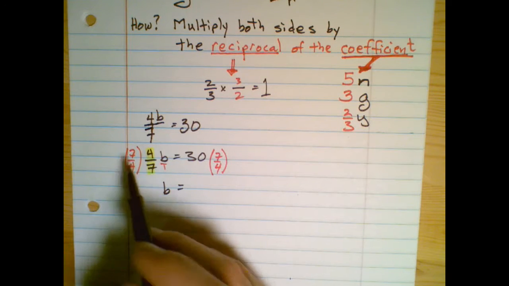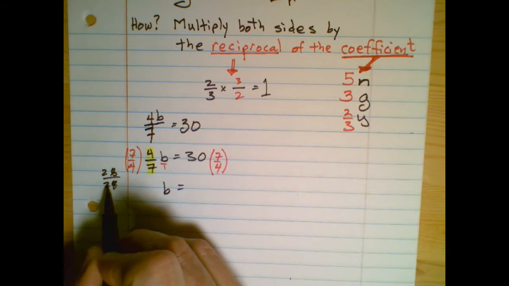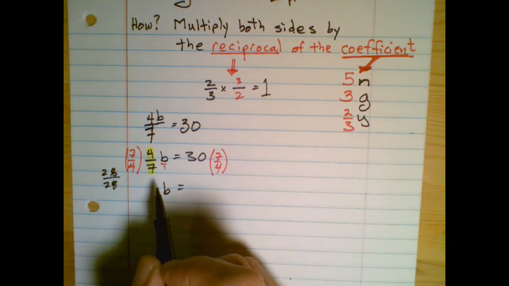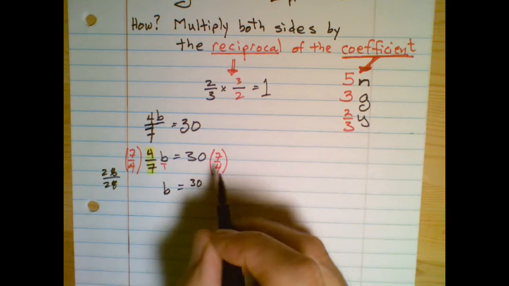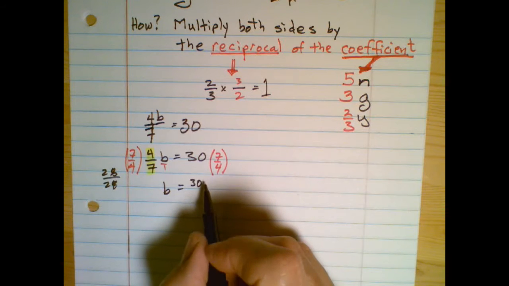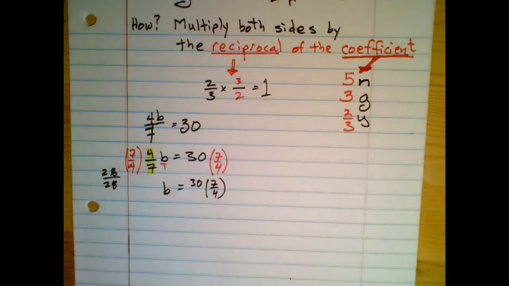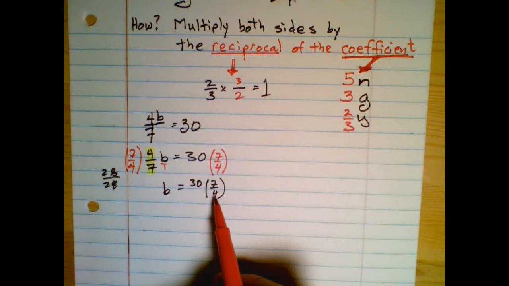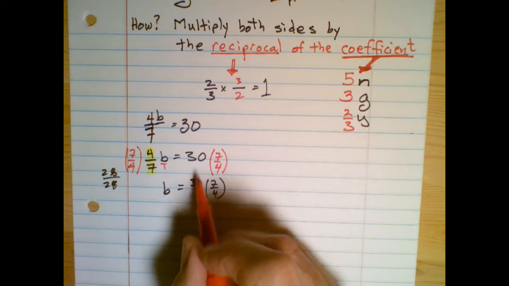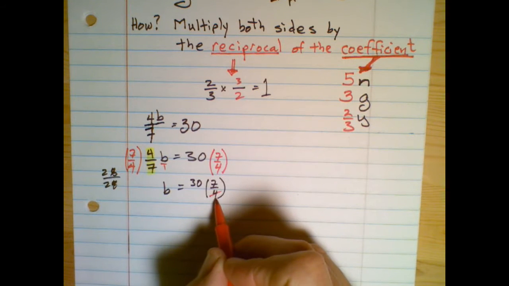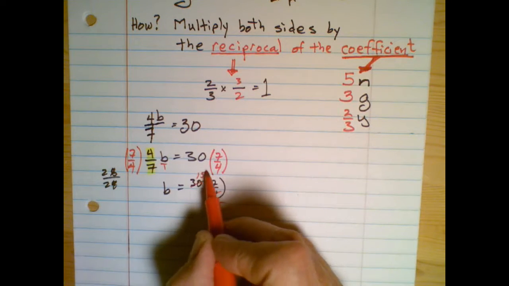So I have 28 over 28, and that's simply 1. 1 times b is b. And now I'm left with 30 times 7 over 4. Well, 30 and 4 are both even. So if I was to factor this out and divide both of these by 2, 4 divided by 2 would leave me with 2. 30 divided by 2 would leave me with 15.